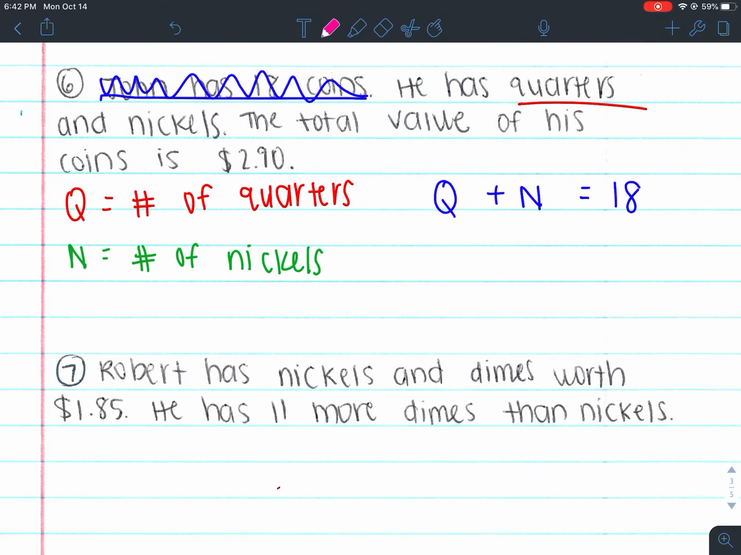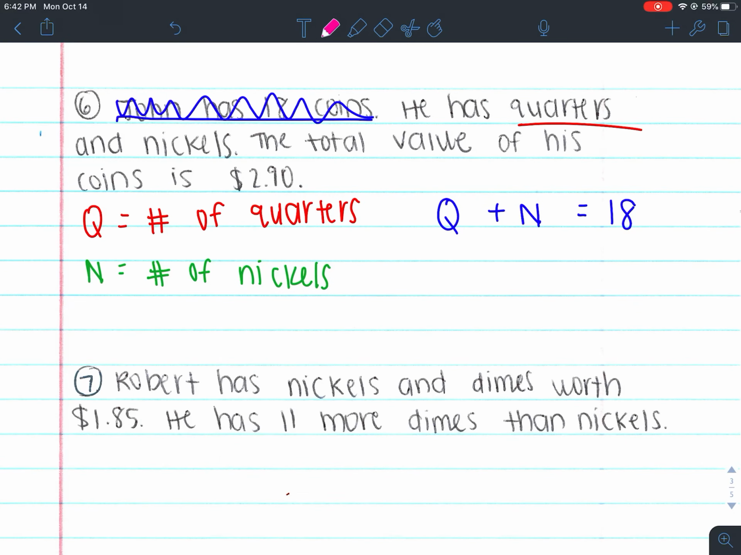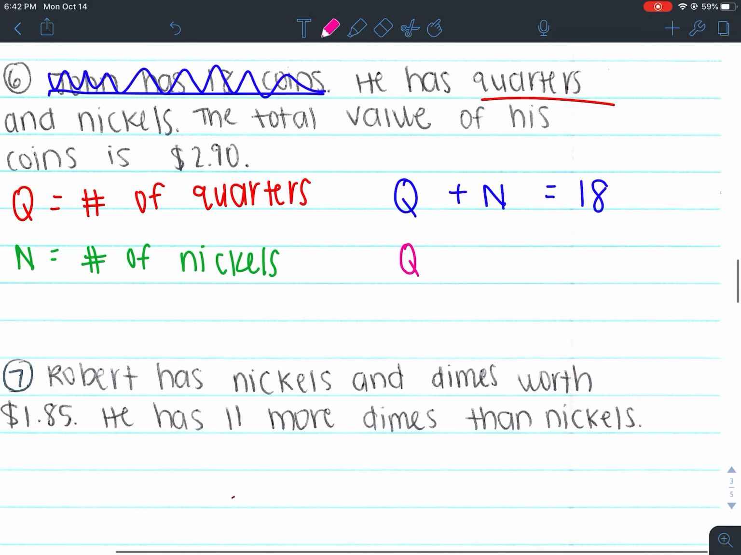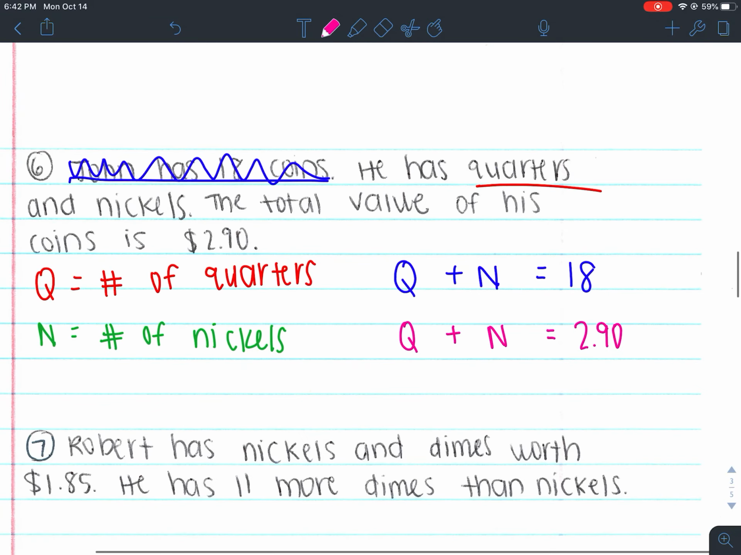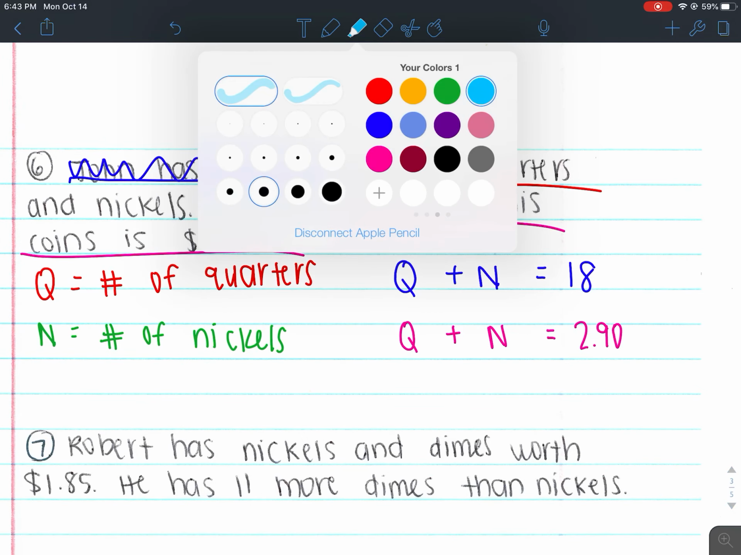Okay, the total value of his coins is $2.90. Okay, well, let's have that. So we know the value of all those nickels and quarters is going to be $2.90. So Q plus N equals 2.90. And then I have this look on my face, and you can't see it obviously because this is a screen. But is it possible for 2 things to add up and be 18, but those same 2 things to add up and be 2.90? No, right? You can't be 18 and also 2.9 years old at the same time. It doesn't work like that. That's not how life is. So that second equation is technically wrong. And here's why it's technically wrong.